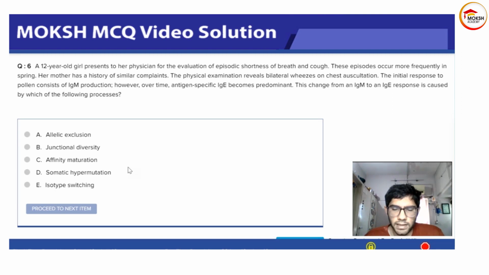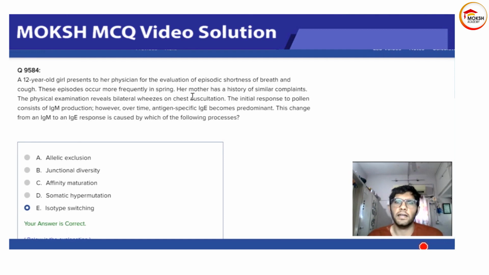E, isotypic switching. Okay, so here they are talking about an anaphylactic allergic reaction, where initially IgM will be produced because that is the initial response. The initial response is always IgM, and then a specific response is developed which is antigen-specific IgE. Now this process is known as isotype switching, where the variable region is constant, but the constant region, which is behind in the antibody, is changed to IgE type. So this causes isotype switching from IgM to IgE.